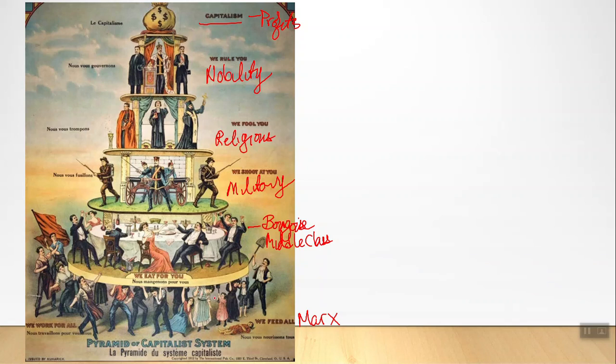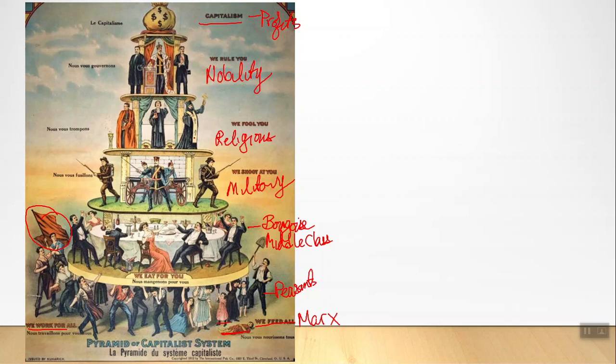But the bourgeois are sometimes also the middle class or the upper class. And basically, we feed all, we work for all, and here you have the peasants at the bottom. And you can see one of them has died or fainted from the struggle. They're trying to keep this whole thing alive. And then we have people over here who are waving the flag to help rebel. And also the children down here too, right?